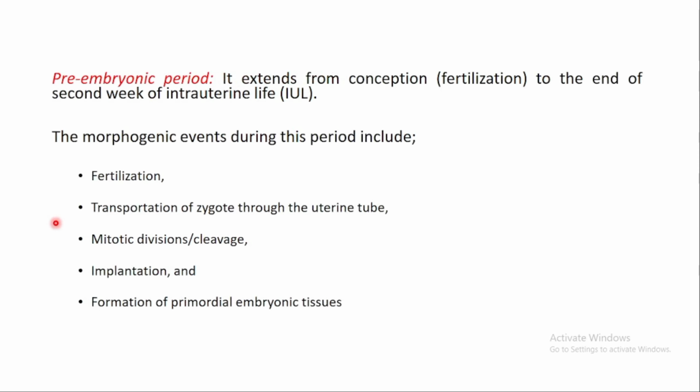The preembryonic period extends from conception to the end of the second week of intrauterine life. The changes or events that take place during this period include fertilization of the ovum, then the transportation of the fertilized ovum, that is the zygote, through the uterine tube or the fallopian tubes, cleavage or cell divisions that take place in the fertilized ovum, implantation of the ovum or the fertilized product onto the uterine wall, and then formation of primordial embryonic tissues. They all take place during the pre-embryonic period.